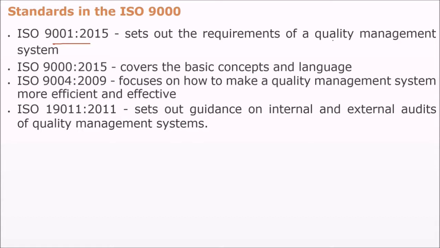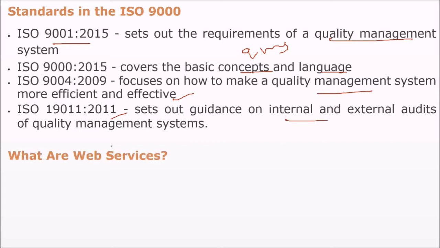So these are the standards in the ISO 9000 family. ISO 9001:2015 sets out the requirements for a quality management system, QMS. ISO 9000:2015 covers the basic concepts and language. ISO 9004:2009 focuses on how to make a quality management system more effective and efficient. ISO 19011:2011 sets out guidance on internal and external audits of quality management systems.